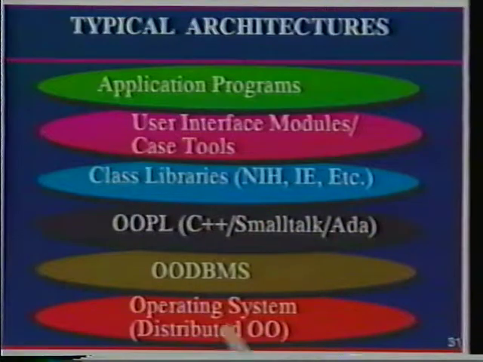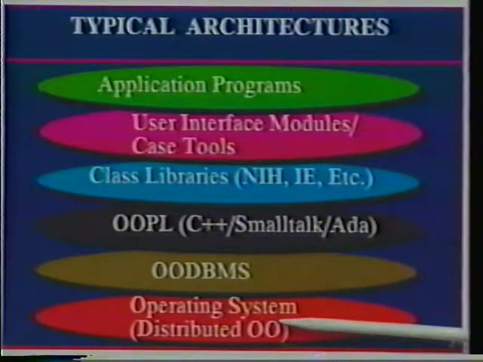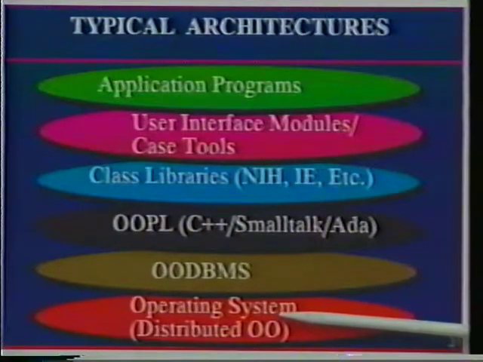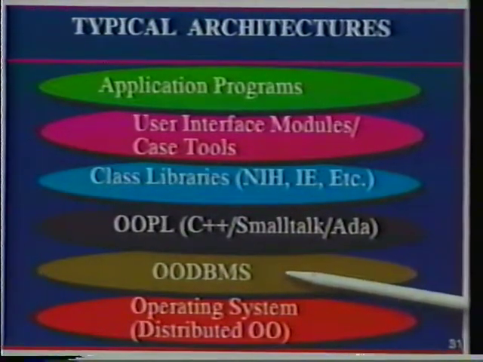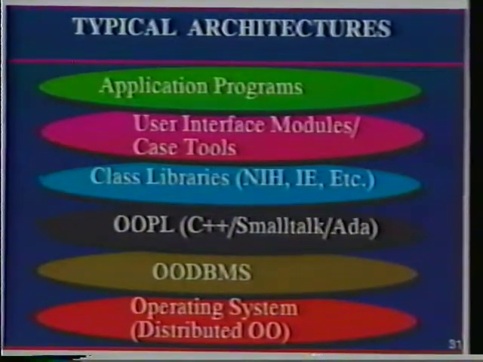At the lowest level, we might have a distributed object-oriented operating system. In fact, there is a group called the Object Management Group that was trying to decide a standard for the object model as such. The operating system is distributed. Over this, instead of having the traditional file system like the Unix file system, we are going to have an object-oriented database management system in the future.